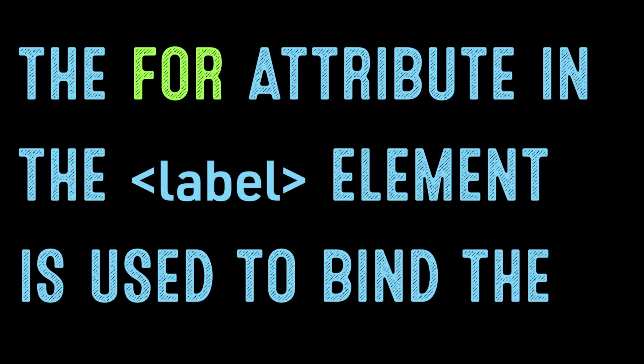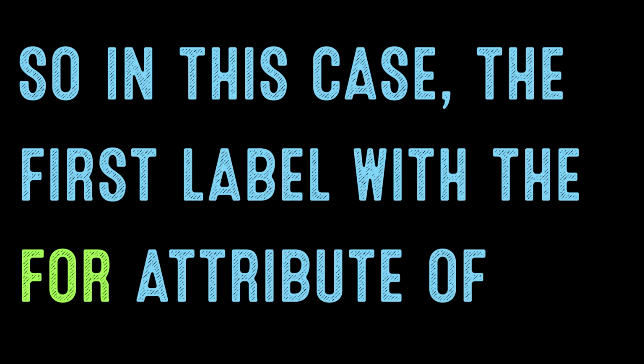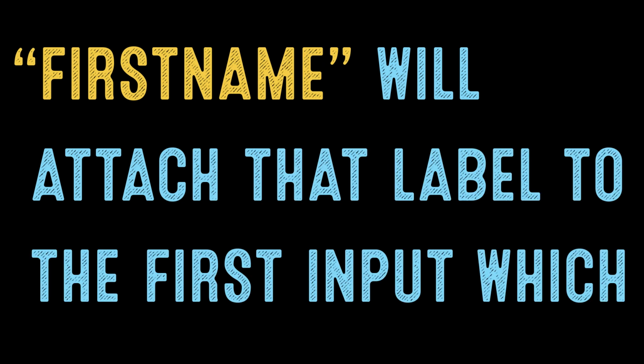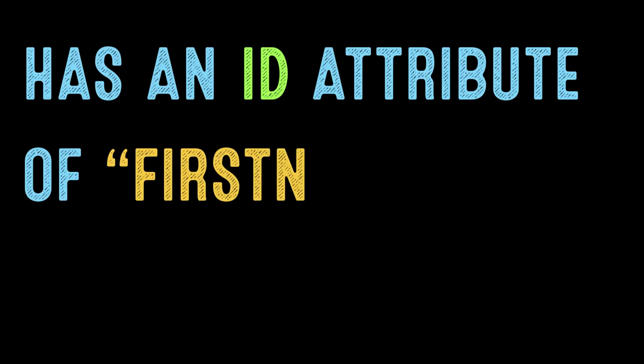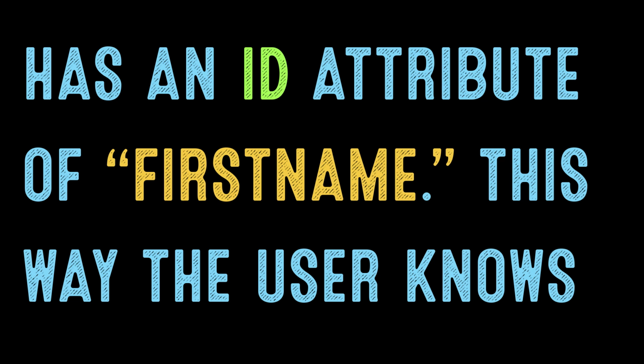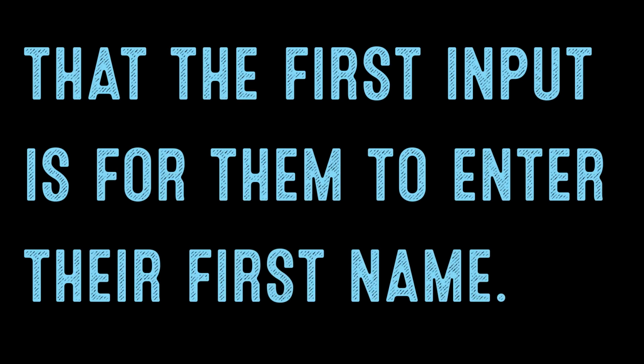The for attribute in the label element is used to bind the label to the ID attribute of the input element. So in this case, the first label with the for attribute of first name will attach that label to the first input, which has an ID attribute of first name. This way, the user knows that the first input is for them to enter their first name.